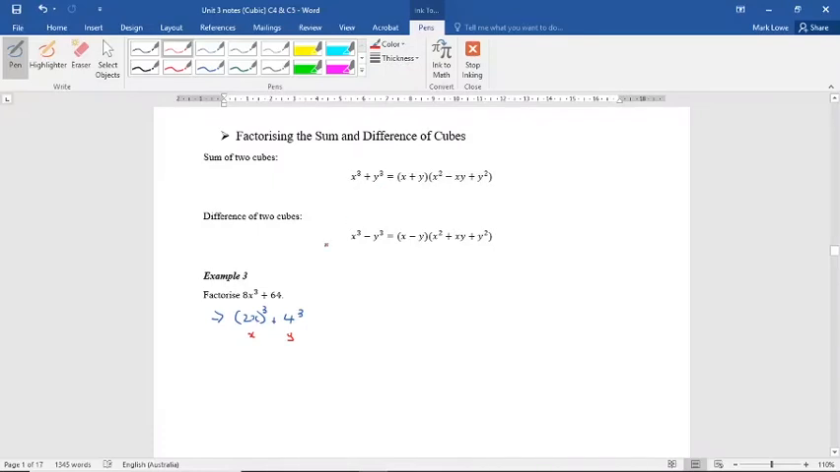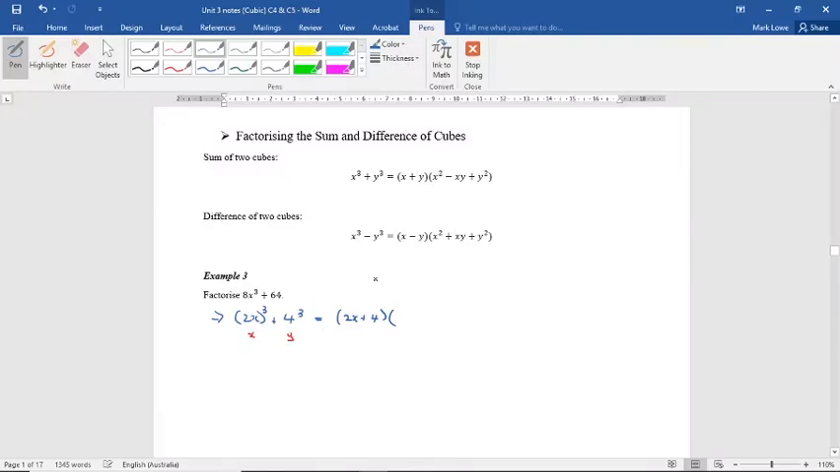Okay, x cubed plus y cubed. The 2x is our x in the formula, and the 4 is our y in the formula. So then what we do is apply the formula. Our first set of brackets is this, the x plus y. So we write it as 2x plus 4.